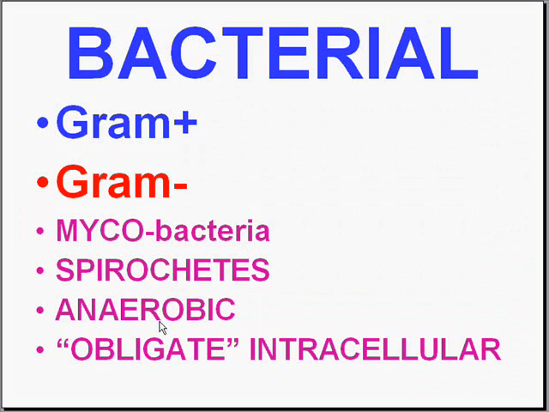Spirochetes, anaerobic bacteria, and obligate intracellular bacteria. So these last four, generally, with the exception of the aerobic, don't have easily gram staining patterns. The mycobacteria are stained by the acid-fast stain. The spirochetes don't really take up any good stain, but they have a characteristic appearance. The anaerobes are usually gram negative. They're usually bacilli, and the most common of which is a gram positive bacilli in the Clostridium family.